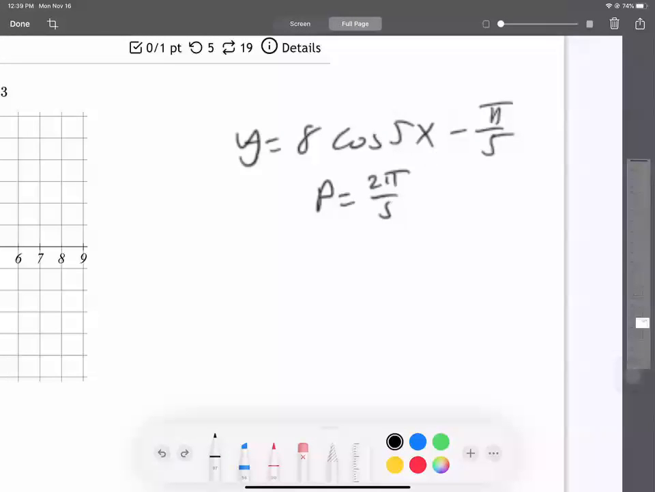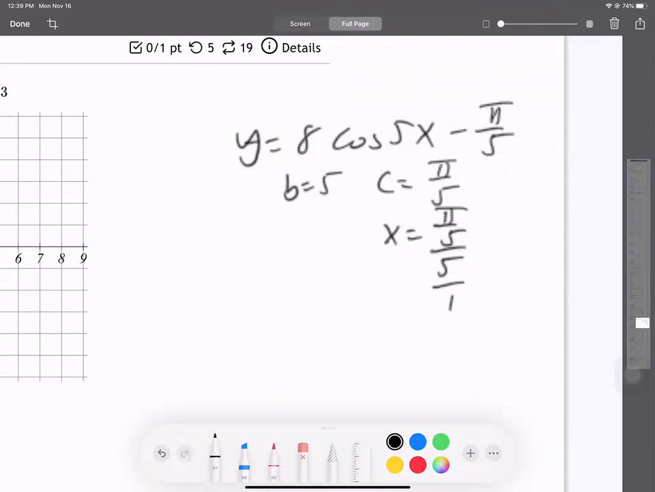So our b value is equal to 5, and our c value is positive pi over 5, okay? And then our phase shift is pi over 5 divided by 5. We don't like dividing fractions, so we multiply by the reciprocal, 1 over 5. So we're left with pi over 25, and that's our phase shift.